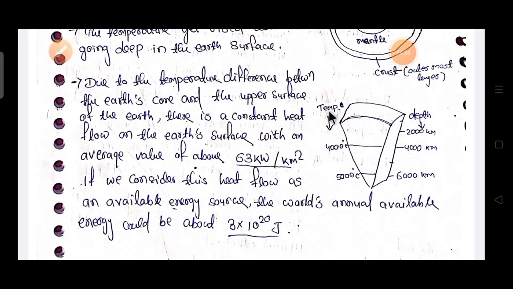When we go down, let's say 2000 kilometers deeper, the temperature is 4000 degrees Celsius. When we go down to 6000 kilometers, the temperature rises to 5000 degrees Celsius. This temperature variation creates a heat flow. If we consider this heat flow as an available energy source, the world's average annual available energy could be above 3 × 10^20 joule. This much energy we can get from this temperature variation.